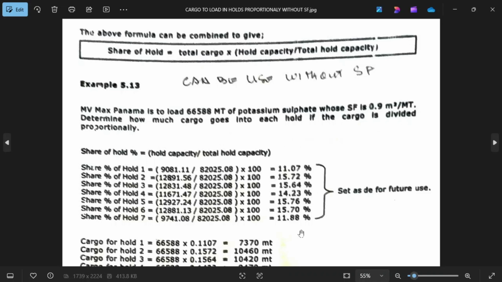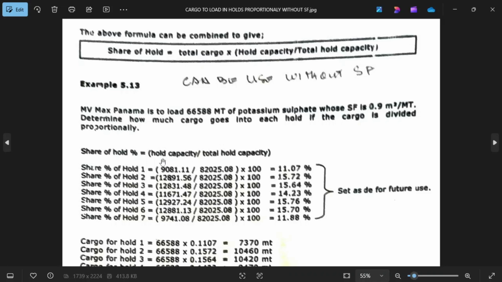Meaning, at this point, we're not going to use the stowage factor. We just fill the cargo holds by percentage. Here's the formula: share of hold capacity over total hold capacity. What is the percentage of each hold? So we're going to look for the percentage for each hold in order to load the cargo.